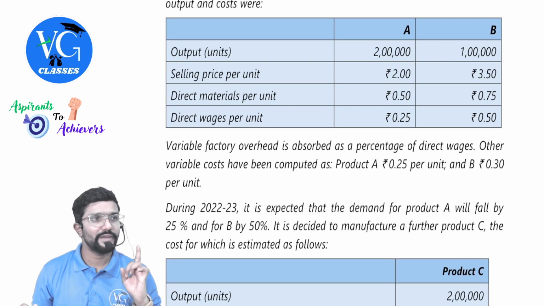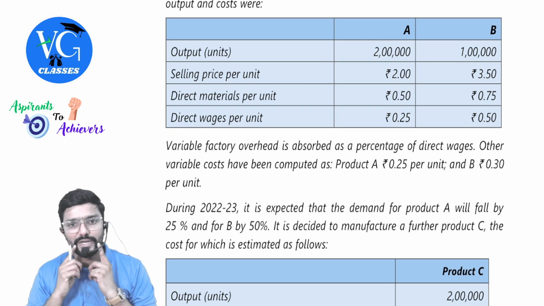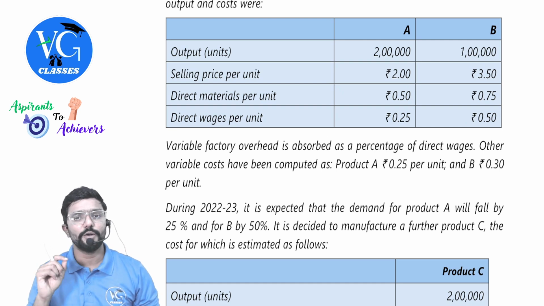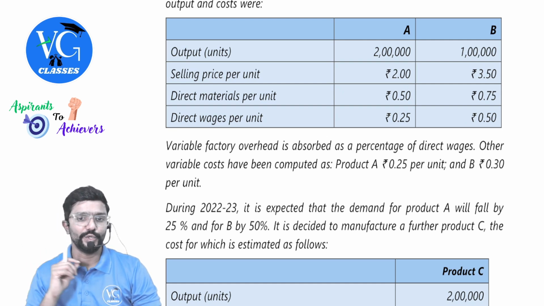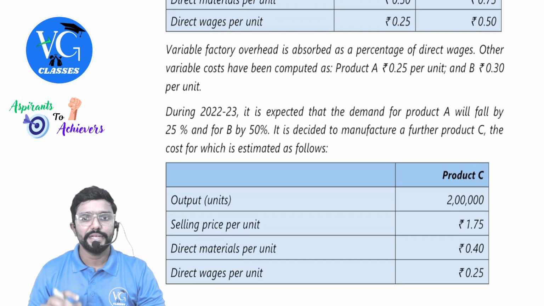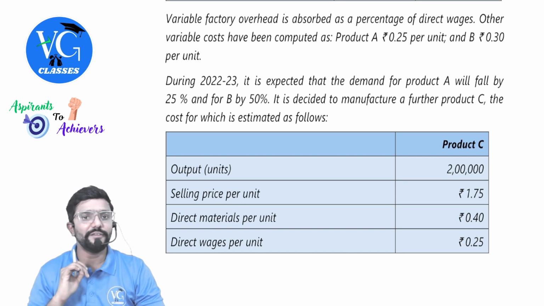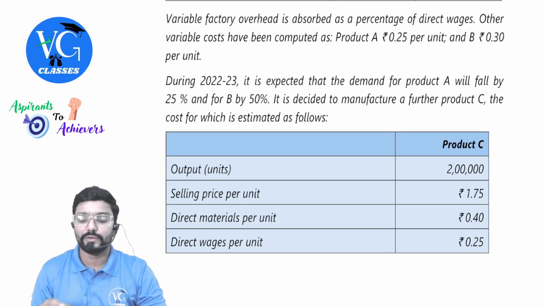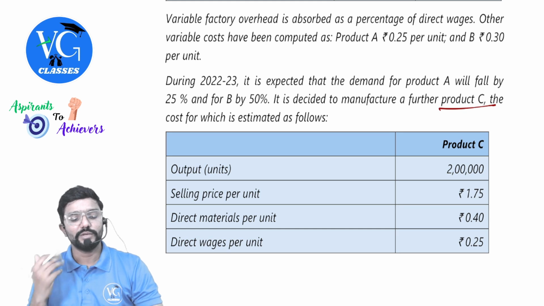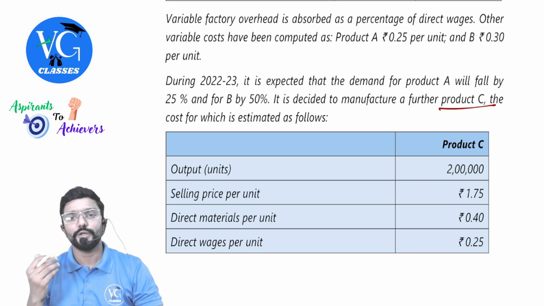Okay. This and all we have learned in the cost sheet format also. Other variable costs have been computed as product A 0.25 rupees per unit, B 0.30 per unit. During 22-23, it is expected that the demand for product A will fall by 25% and for B by 50%. It is decided to manufacture a further product, C. Okay, launch one more new product. To compensate whatever is the fall, we are launching a new product.